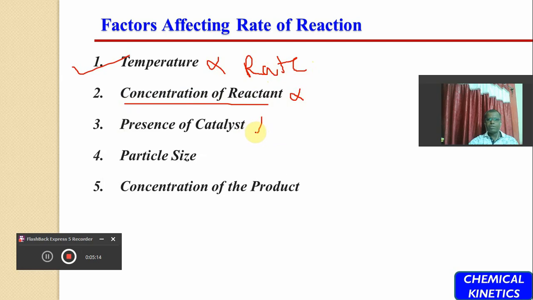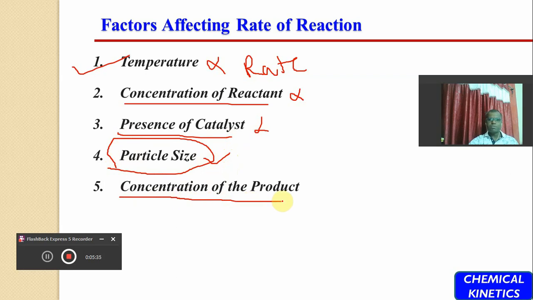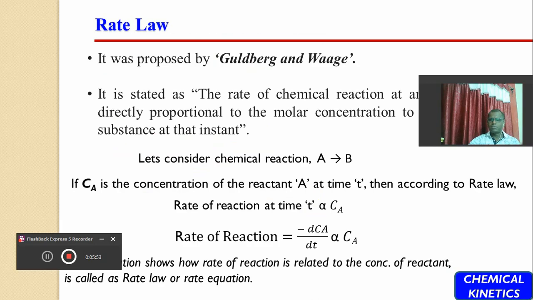It is also affected in the presence of a catalyst. Generally, in the presence of a catalyst, the rate of reaction increases. The particle size also matters: if the particle size is smaller, then the surface area will be greater, and hence the rate of reaction will be greater. And the last one is the concentration of the product. Concentration of product is also responsible for affecting the rate of reaction if and only if this product catalyzes the reaction, or this product is responsible for forming the reactant again, then this concentration of product can decide the rate of reaction.